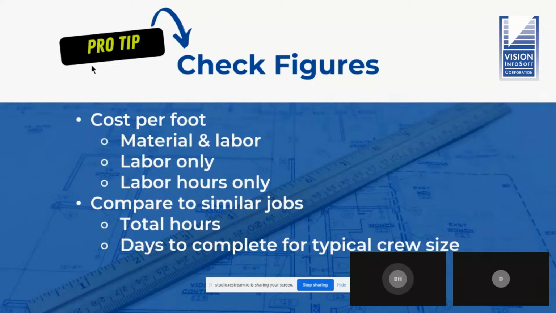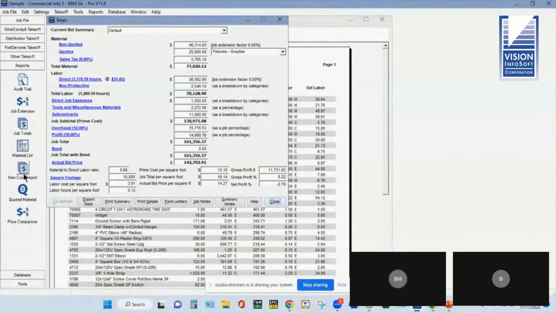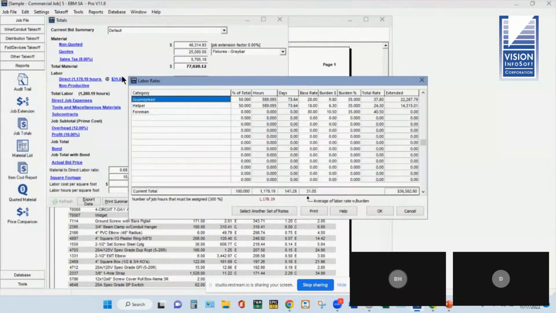If the program says it's going to take 1,200 hours and you've got two guys, that's going to be 600 hours each. Let's just look at it on the screen here. It's easier than me trying to do the math in my head. So it tells you on the EBM screen the number of days it would take based on your crew split. If you've got two guys on this particular example, it would take 73 hours.